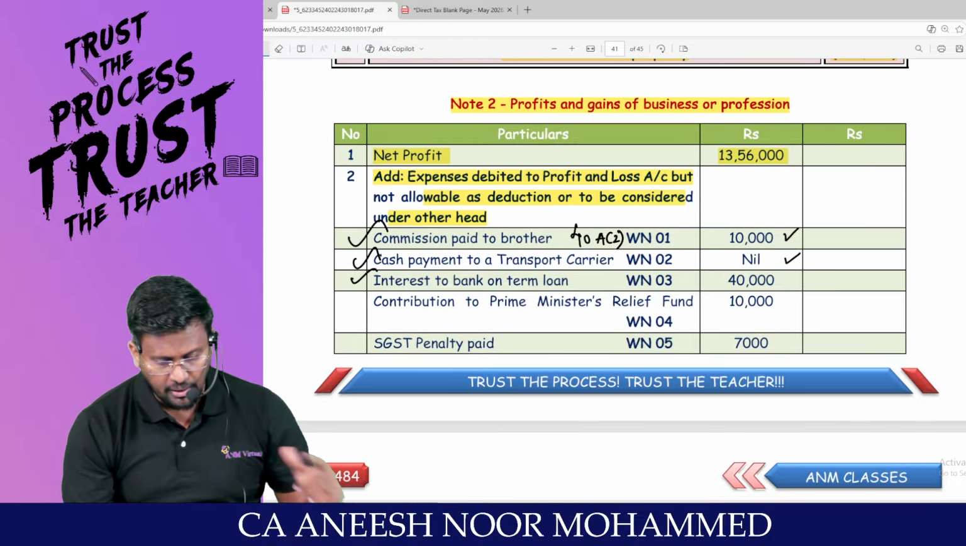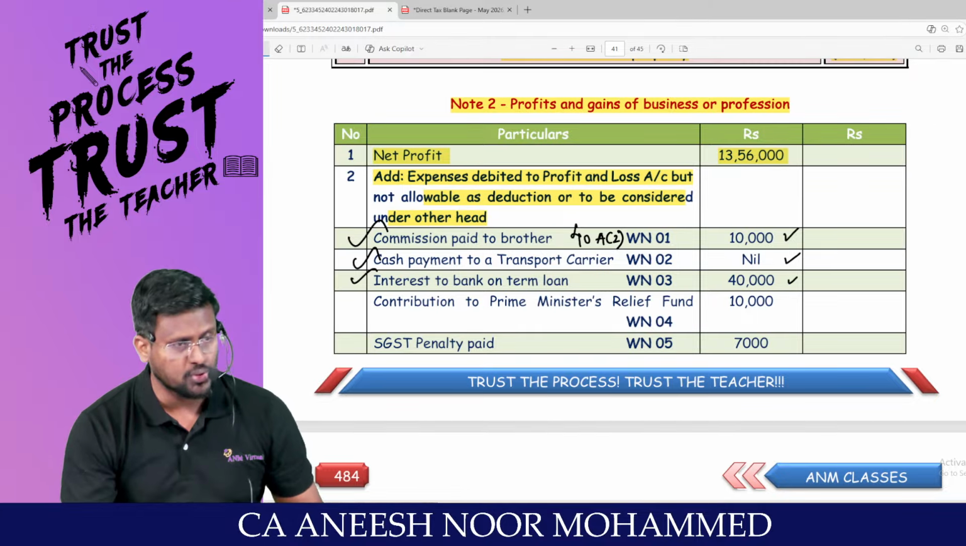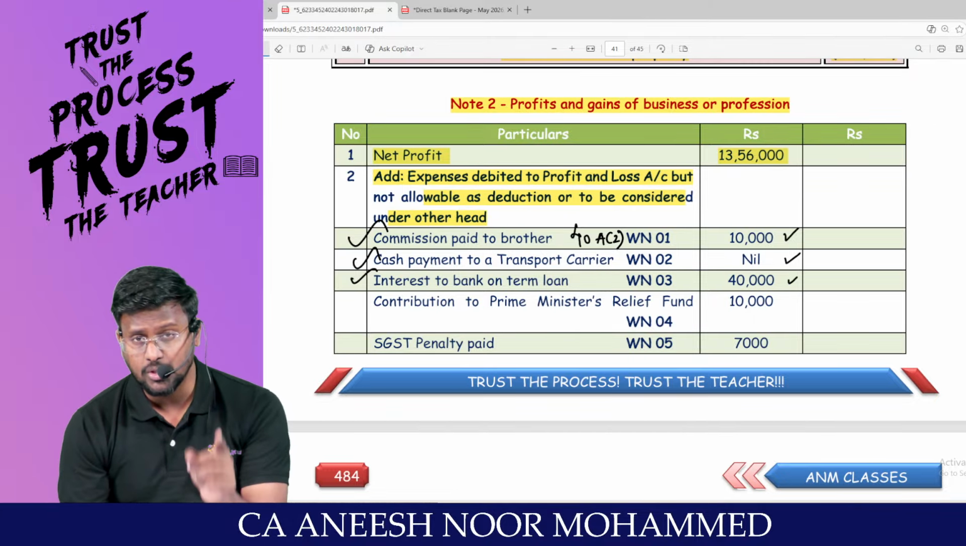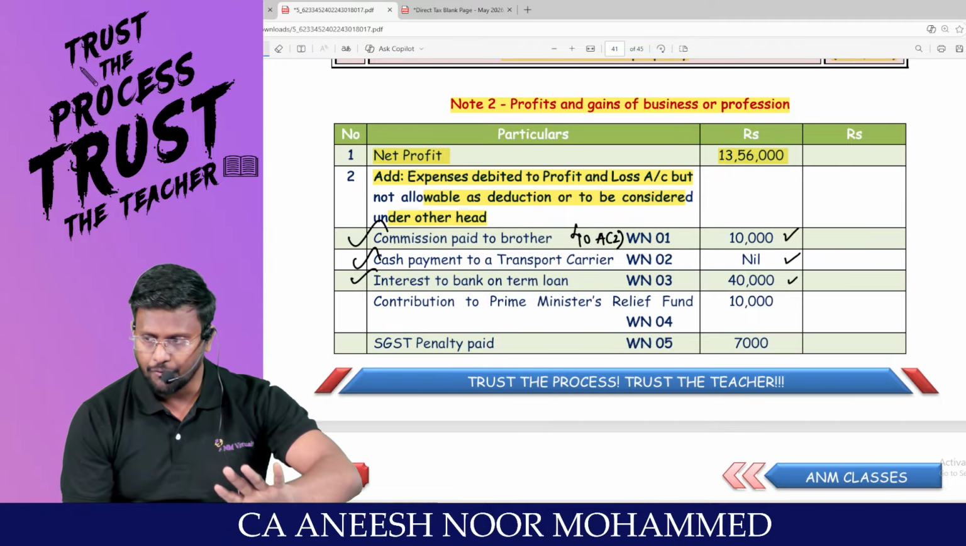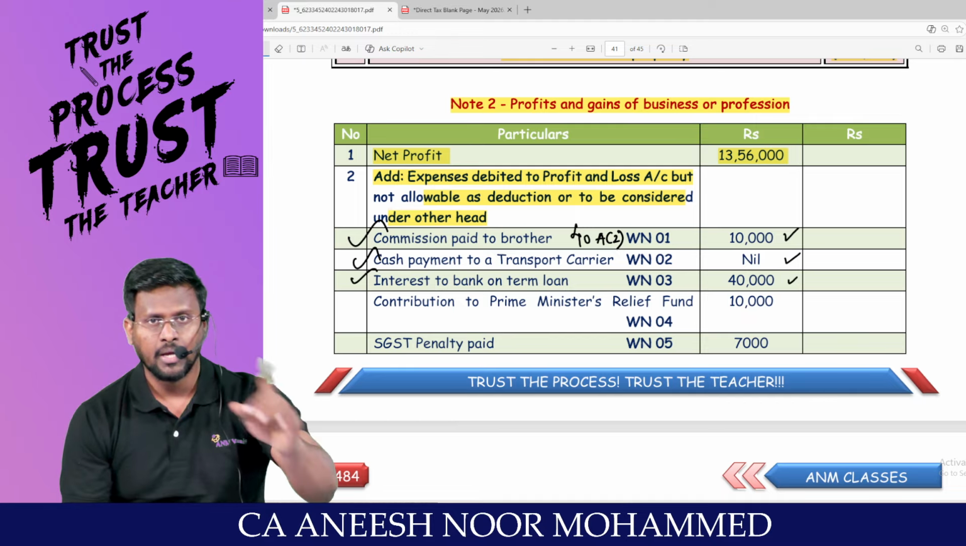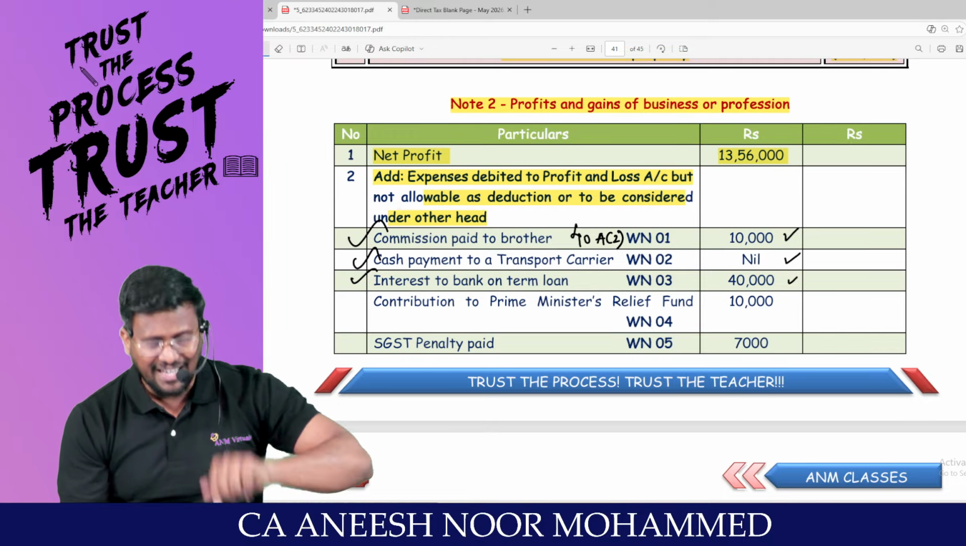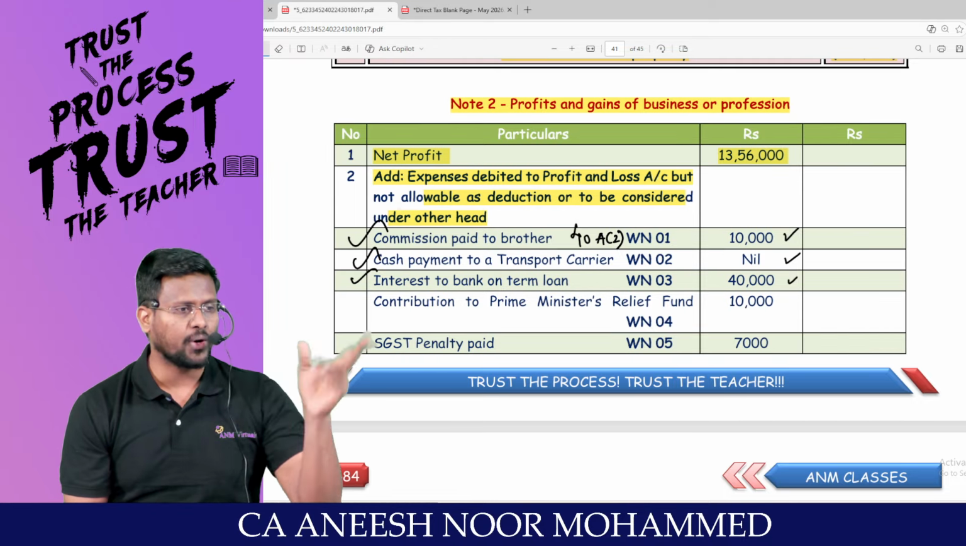Interest on bank term loan, total 60,000 was there. Out of that, 20,000 only was paid within the due date. Remaining 40,000 has been paid beyond the due date. So that 40,000 should be added back in the current year as per 43B and will be allowed as a deduction in the next year.